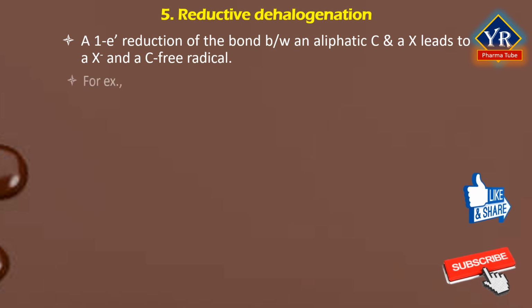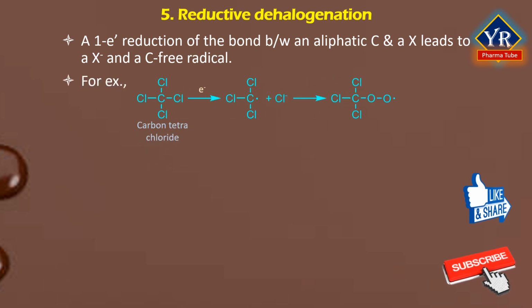A good example is the reduction of carbon tetrachloride. The first product in the reduction is the trichloromethyl free radical. Carbon-centered radicals are not very reactive with biological molecules, but they react very rapidly with molecular oxygen, which is a diradical, to form a peroxy free radical, which is a quite toxic compound.